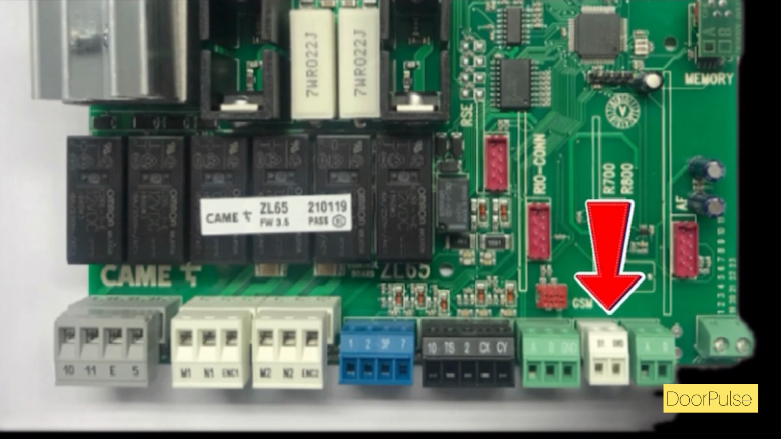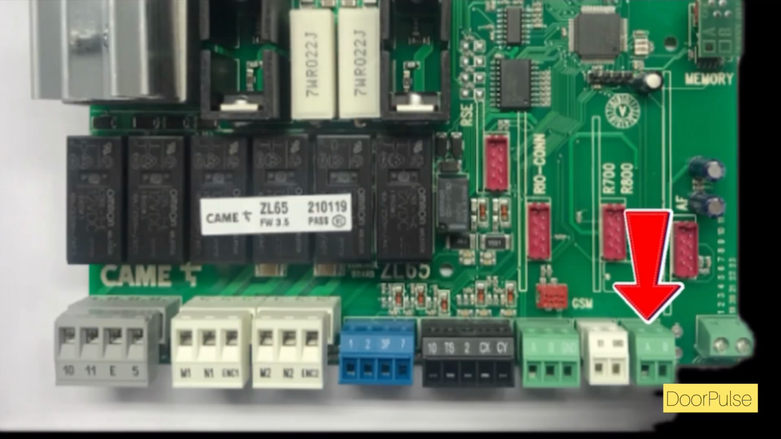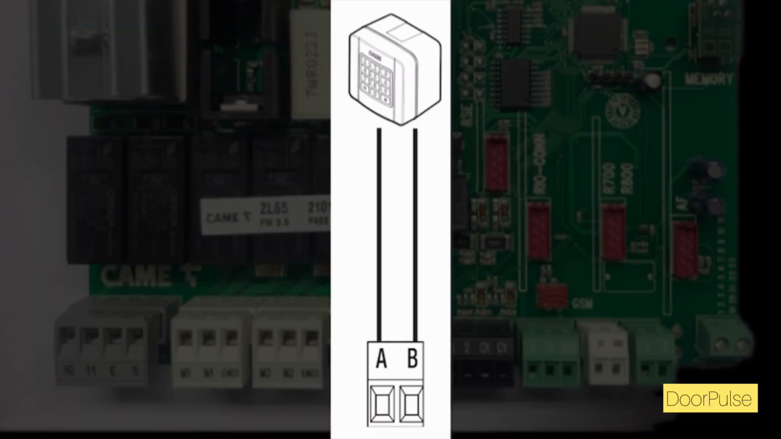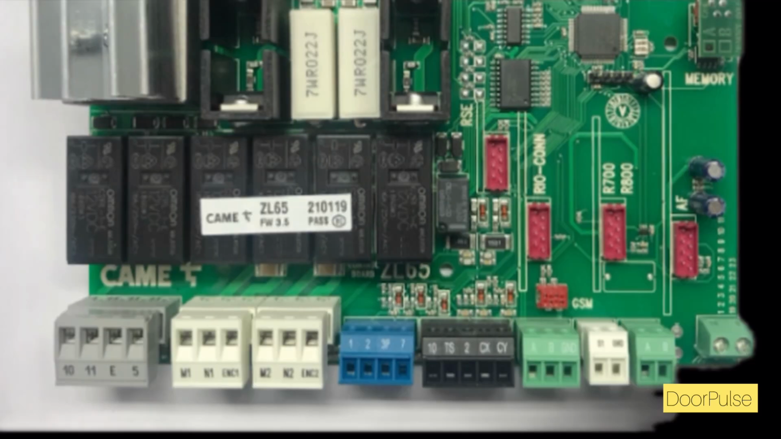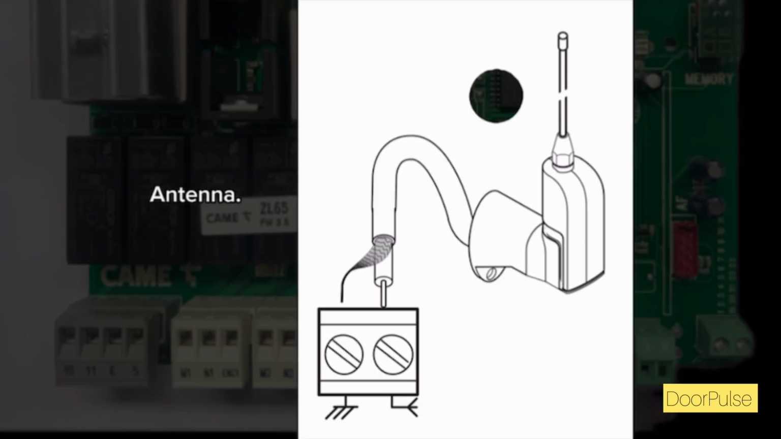This terminal block is for card reader or transponder selector switch, terminal S1 and ground. This block is for keypad selector, terminals N and B. This block is for antenna. Connect RG58 cable for better signal.